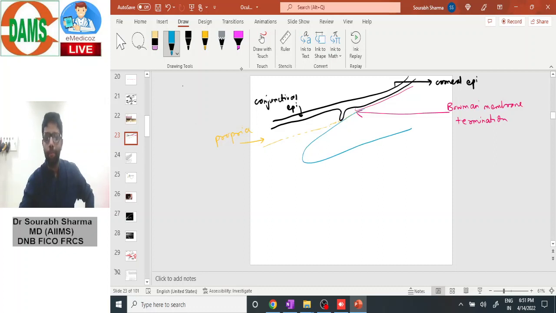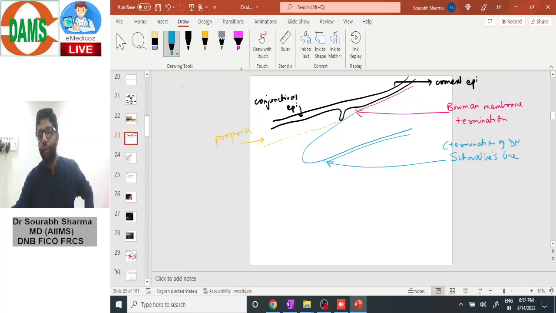The stromal layer of the cornea is like this, and after that comes the Dua's layer and the Descemet's membrane. Now, this is a termination of the Descemet's membrane. The Descemet's membrane is terminating over here, and that is what is known as Schwalbe's line. I hope you remember the gonioscopy. In gonioscopy, the termination of Descemet's membrane of the cornea is known as the Schwalbe's line. And there is the endothelium of the cornea, of course.